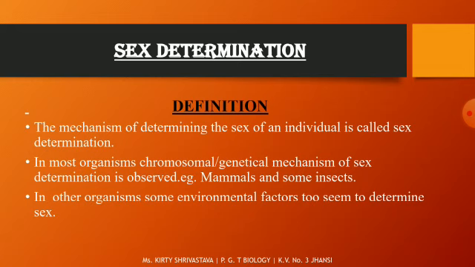Sex determination can be defined as the mechanism of determining sex of an individual. In most organisms, chromosomal or genetical mechanism of sex determination is observed. For example, in mammals and many insects, sex is determined by the presence of specific chromosomes called sex chromosomes, whereas in some other organisms, some environmental factors too seem to determine sex.